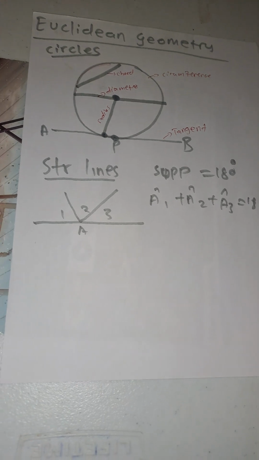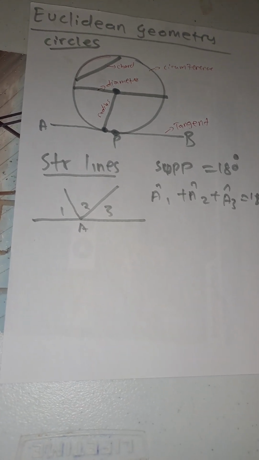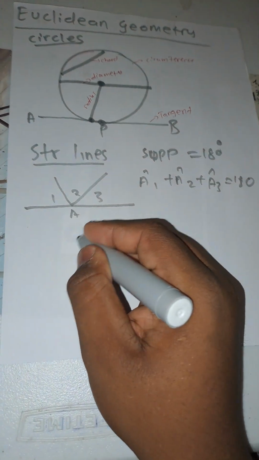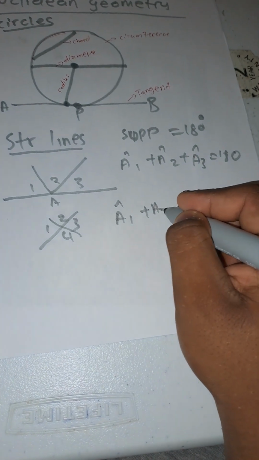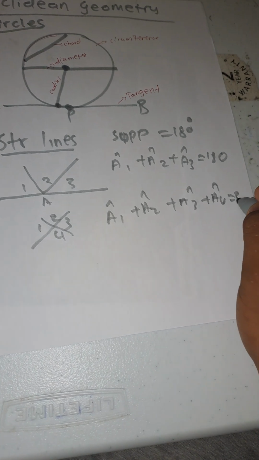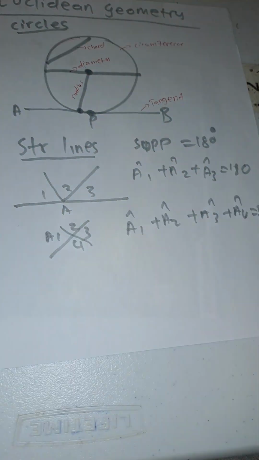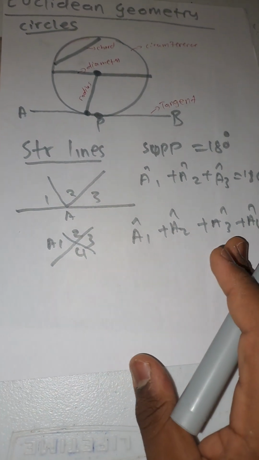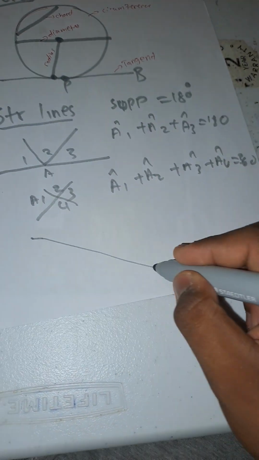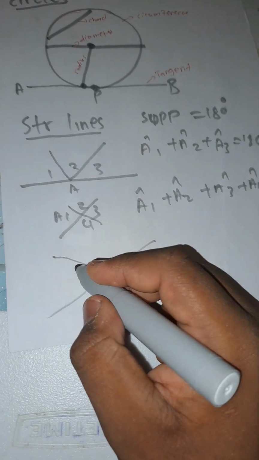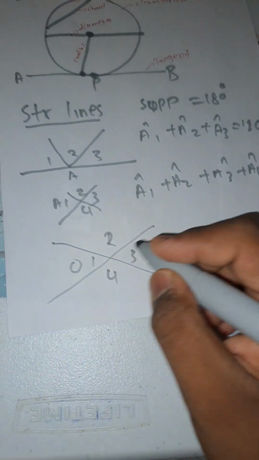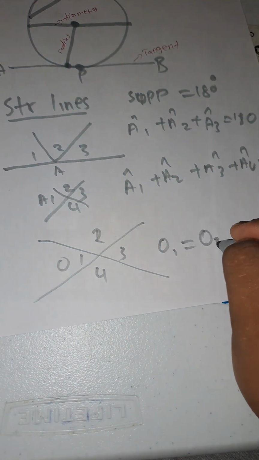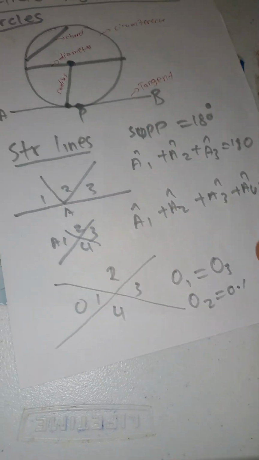Okay, and then angles around a point sum to 360. These ones, 1, 2, 3, 4: A1 plus A2 plus A3 plus A4 equals 360. The last one, vertical opposite angles are equal. This is revision, guys. So maybe I have O1, 2, 3, and 4. O1 equals O3, and O2 equals O4. This is just a revision.